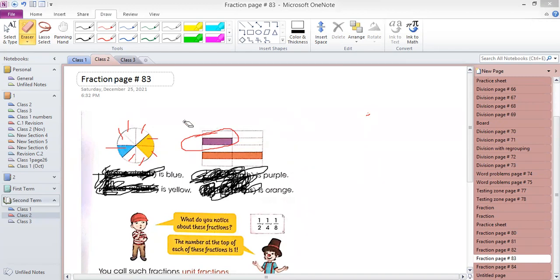Yes, sir. What will be the fraction for the purple part? 1 and 10. You mean this? Yes. That's absolutely right, guys. The answer is 1/10. Why 1/10? Because out of 10 parts, only one is purple. Out of 10 parts, one is purple.